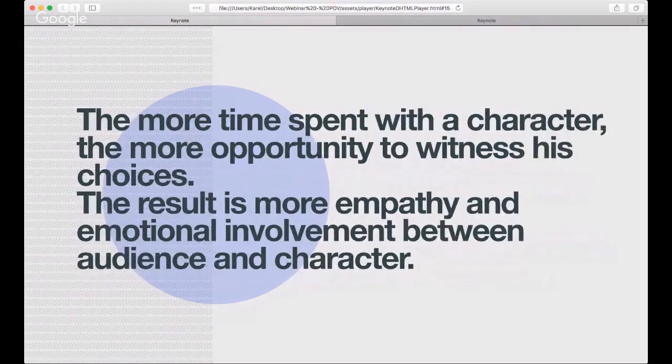Now, Robert McKee said something about point of view as well, in his book Story. Not a lot. In fact, no one really has spent sufficient attention on POV. So that's why I think it's important you do your study yourself. McKee says the more time spent with a character, the more opportunity to witness his choices. The result is more empathy and emotional involvement between audience and character. You can watch the replay later, by the way, so you don't need to take notes from everything you get to see here. So that's Robert McKee's perspective.